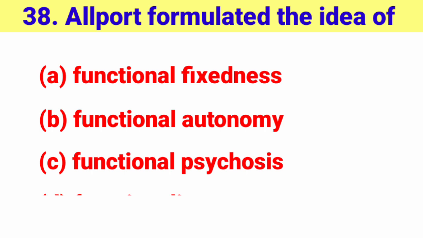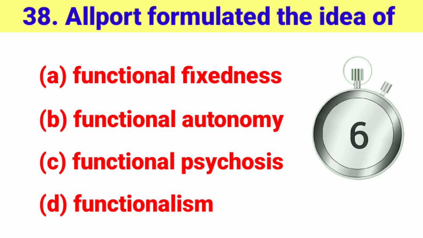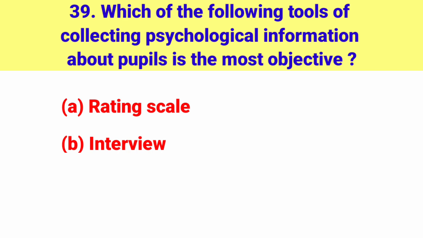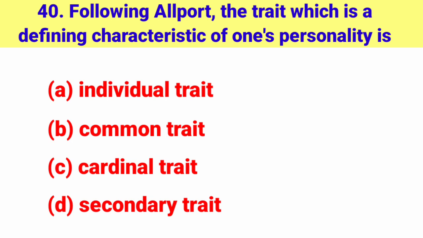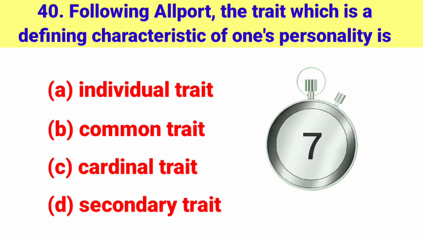Allport formulated the idea of. Option B is correct. Which of the following tools of collecting psychological information about pupils is the most objective? Option C is correct. Following Allport, the trait which is a defining characteristic of one's personality is. Option C is correct.